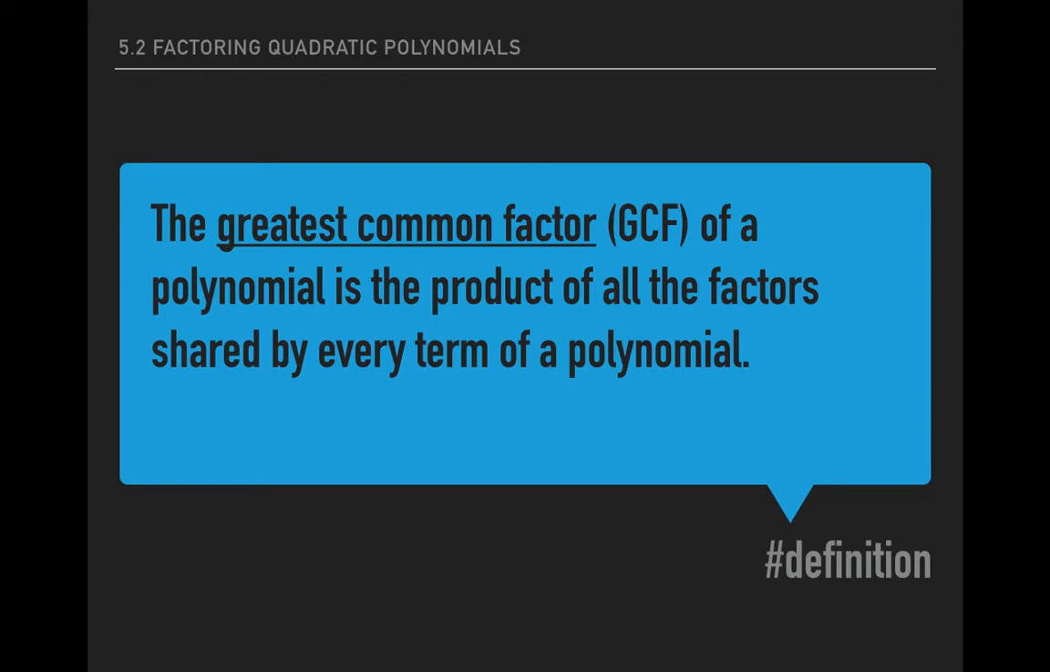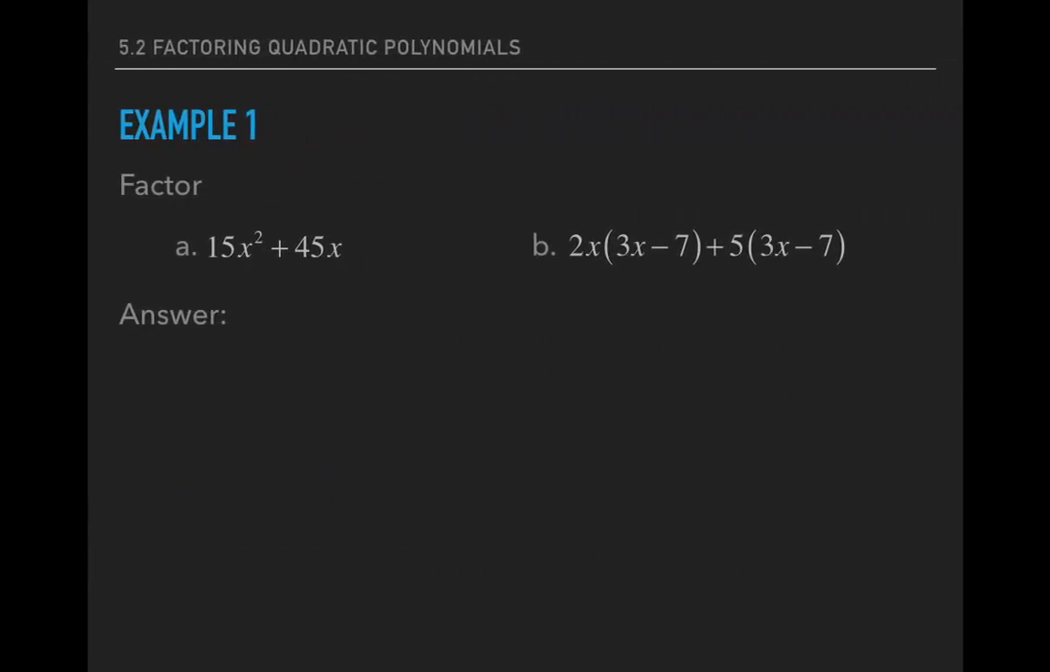The greatest common factor, often abbreviated as the GCF of a polynomial, is the product of all of the factors shared by every term of a polynomial. In your margin, why don't you write this? It is the largest number or variable that can divide into every single term. All right. Now, we have some terminology.